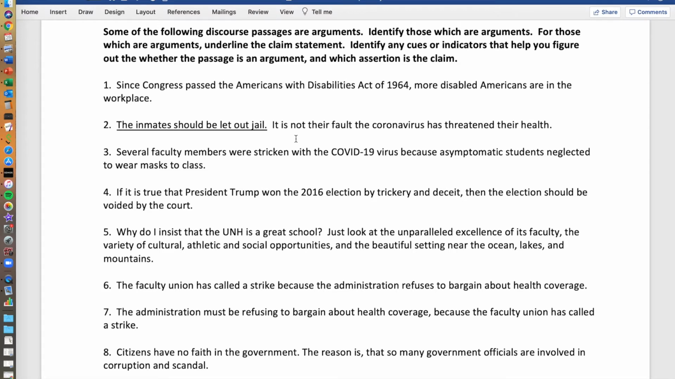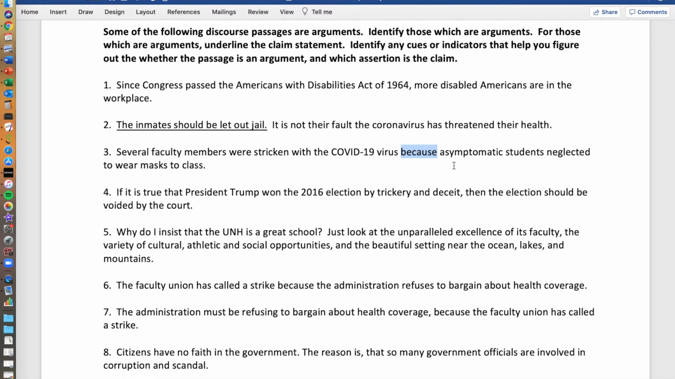Number 3. Several faculty members were stricken with the COVID-19 virus because asymptomatic students neglected to wear masks to class. So here we have one sentence, but the question is, do we have more than one statement or more than one assertion? And if we do, is this an argument? We can look closely at this potential clue, the word because. And we know that when because appears, it can sometimes indicate that evidence is present, and so inference making or arguing is going on. In this case, however, if that's what's happening, it would say that the evidence statement has to follow because, that asymptomatic students neglected to wear masks to class.